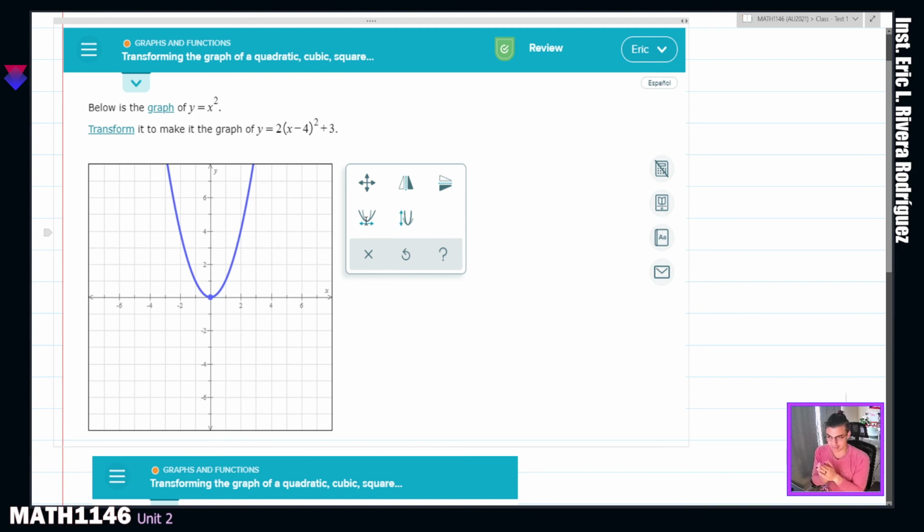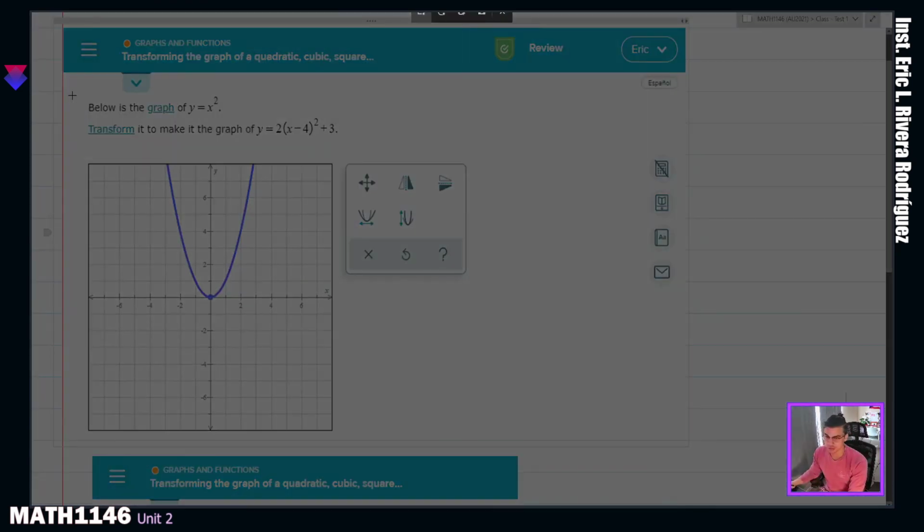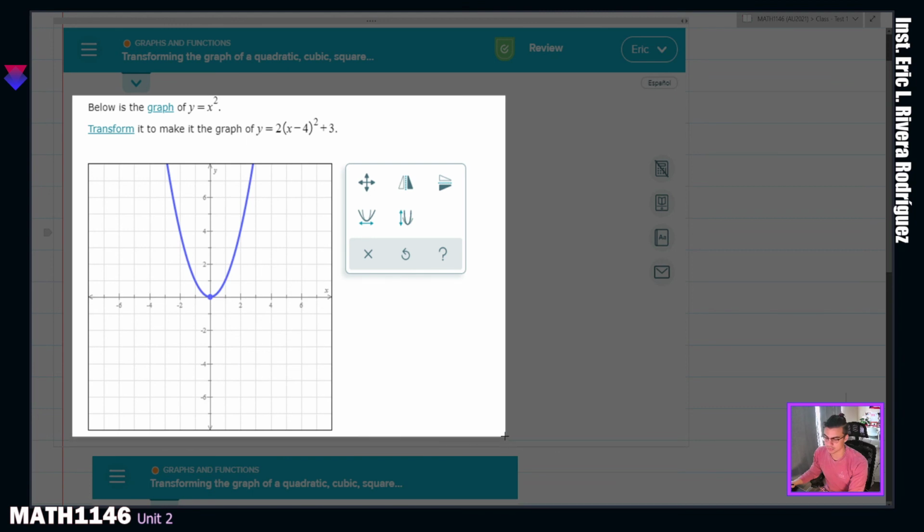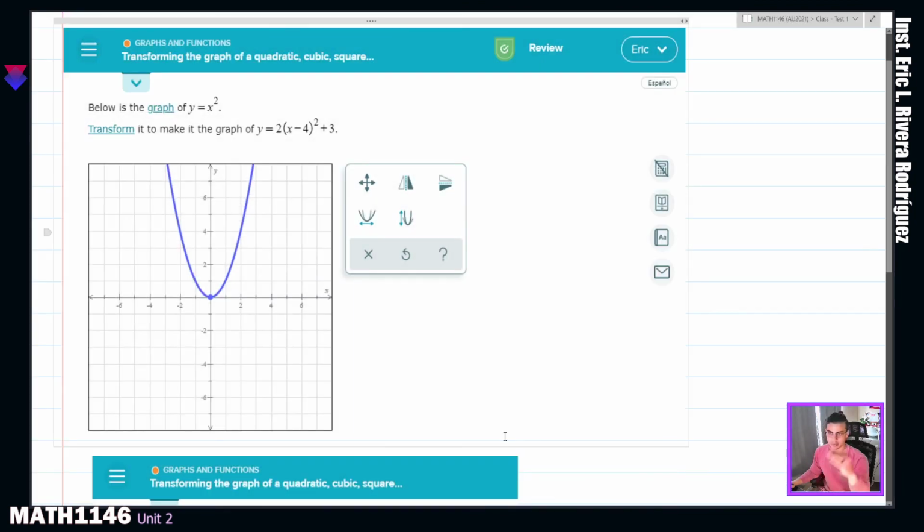Second exercise, again, is another exercise where the type is the same. We have a parent function, we need to identify the transformations, and we need to draw the graph. Now, in Alex, it's going to be different, the way we submit our final answer. So I'm going to solve this quickly, because I already went through all the explanation. I'm just going to solve the exercise.